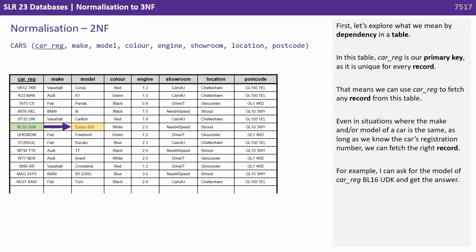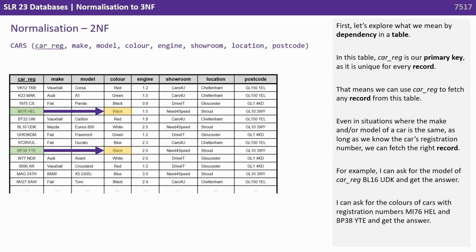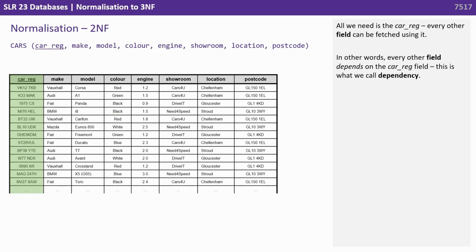For example, I can ask for the model of car reg BL16UDK and get the answer. I can ask for the colours of cars with registration numbers M176HEL and BP38YTE, and I will get the answers. All we need is the car reg. Every other field can be fetched using it. In other words, every other field depends on the car reg field. This is what we call dependency.